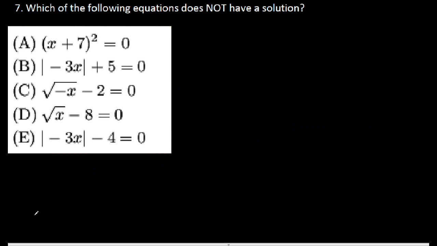Question number 7. Which of the following equations does not have a solution? So we can look at them one by one, and very quickly you can see B here. B gives us absolute value of something plus 5 equals 0, because this absolute value will always be greater than or equal to 0, so this is impossible. The answer would be B.